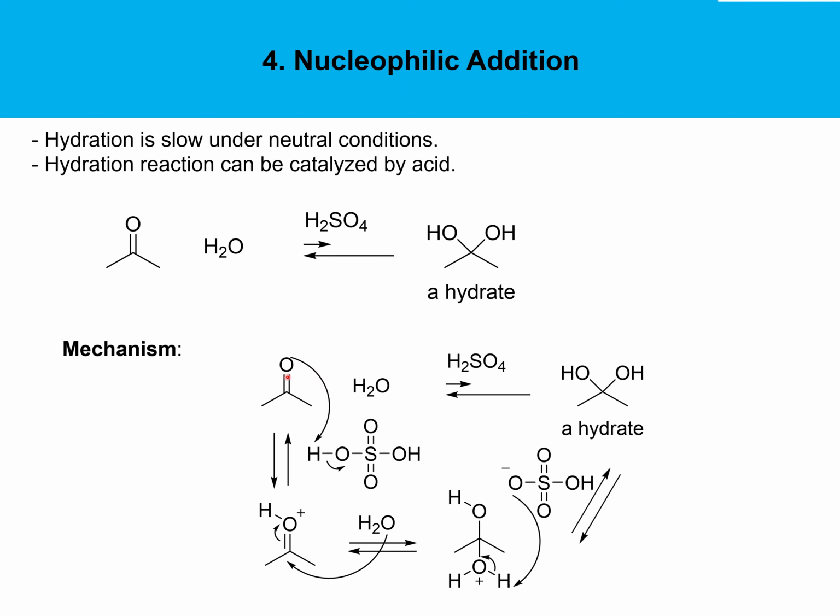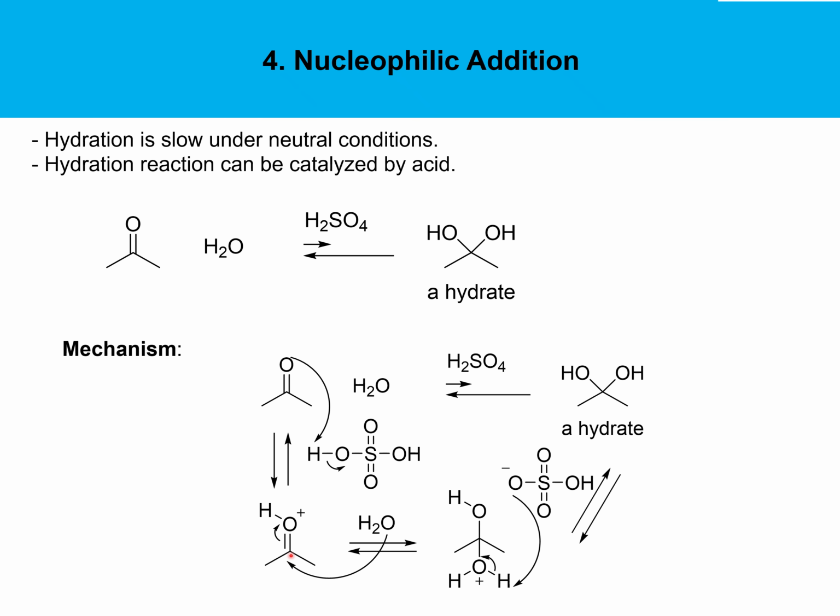Here's a look at the mechanism for this reaction. The oxygen of the carbonyl will be protonated by sulfuric acid. Sometimes you might see this mechanism using the hydronium ion here instead of sulfuric acid, which is the product from sulfuric acid reacting with water. This produces this protonated acetone molecule that will react then with water.